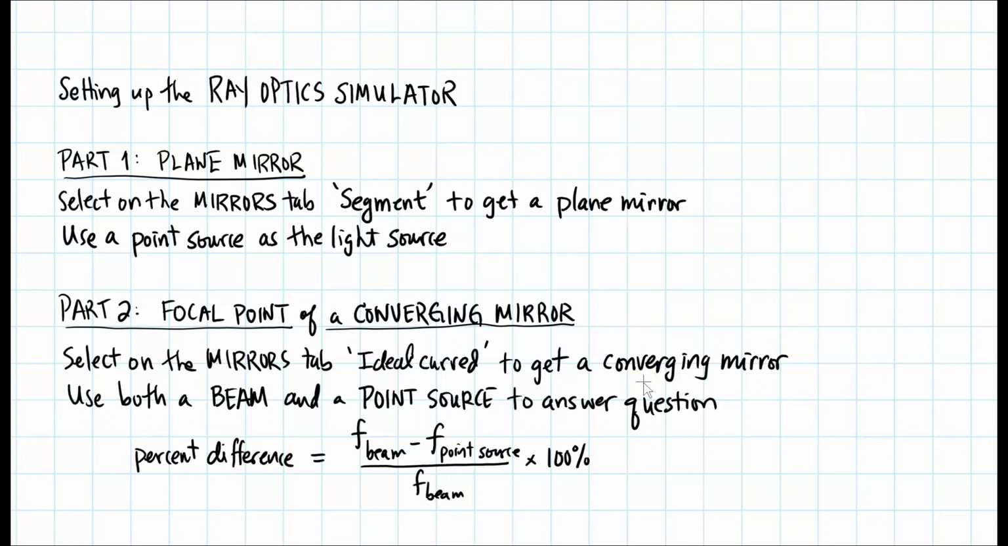To get the percent difference between these, it's the focal length of the beam minus the focal length of the source, divided by the focal length of the beam. We don't really care about the sign so much, so it's the magnitude of that.